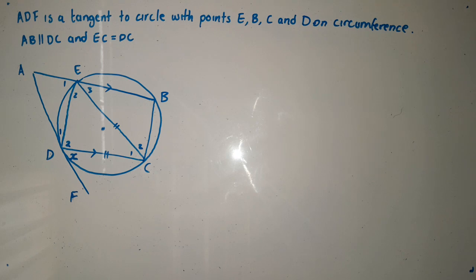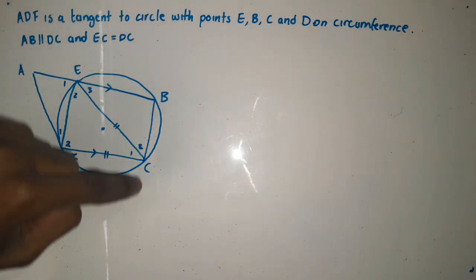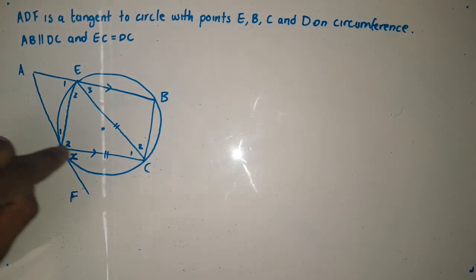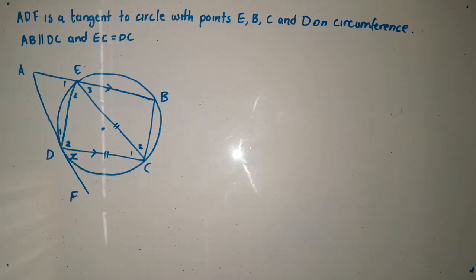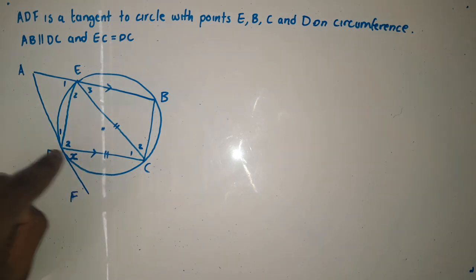Then they gave us that ADF is a tangent to the circle with points E, B, C, and D. They also gave us that AB is parallel to DC, as we can see with these notations. Lastly, EC is equal to DC, these two lines.